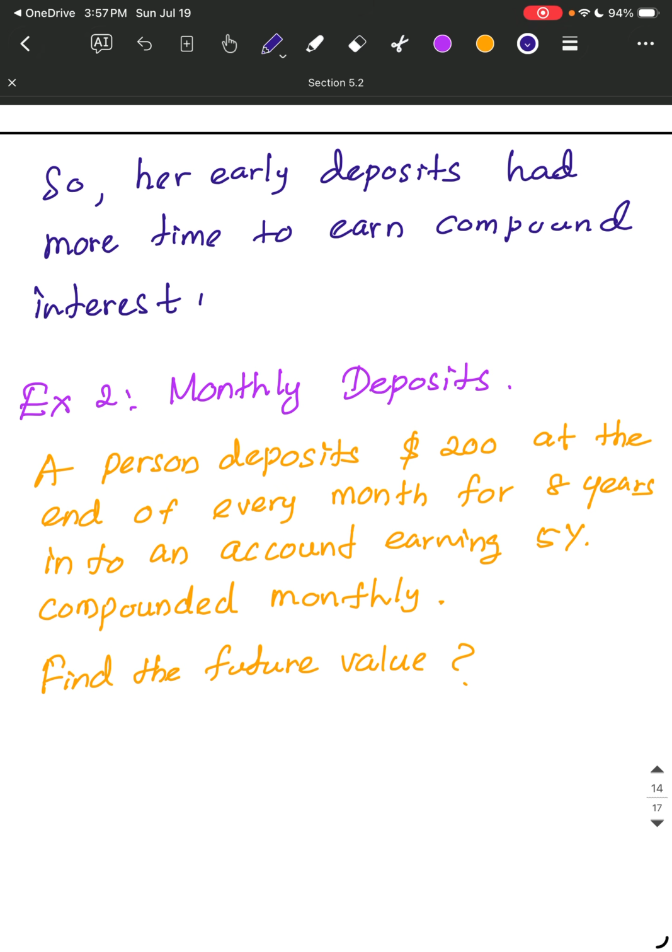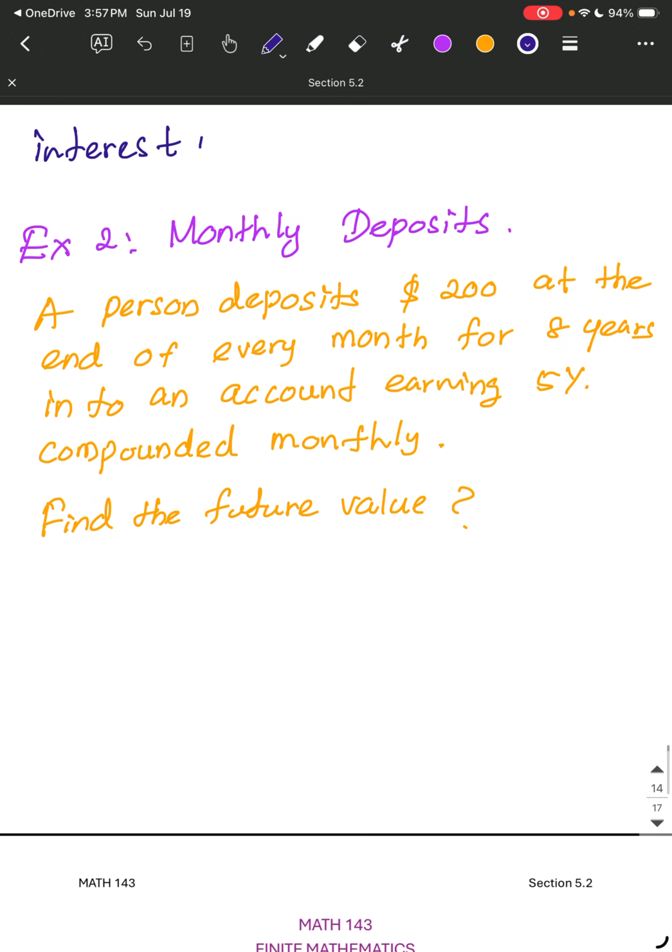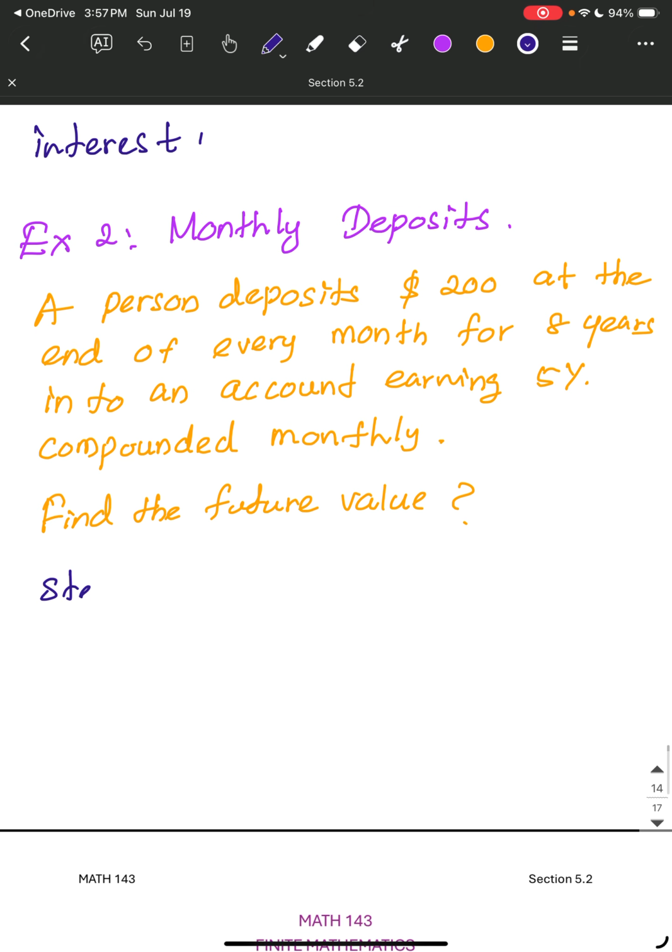Step 1, the payment R. Identify the payment. R equals $200 every month. Then step 2, with the given interest rate and the compounded monthly, find the periodic interest rate.